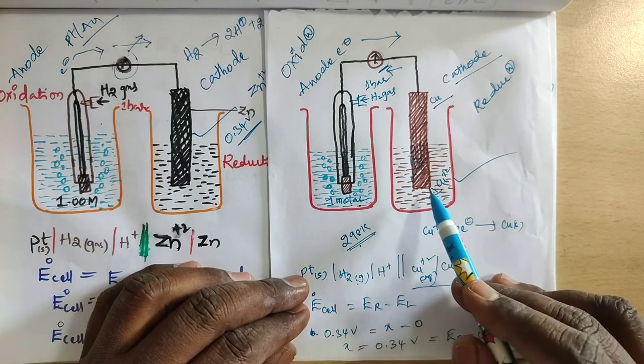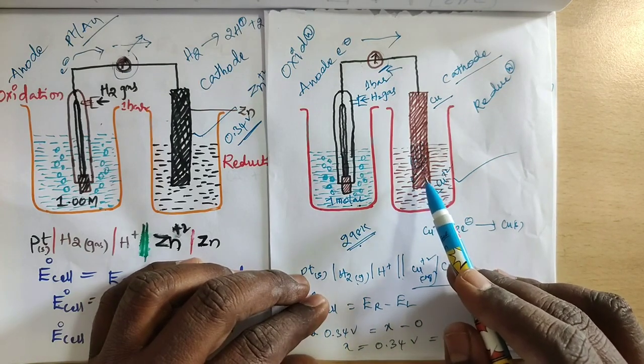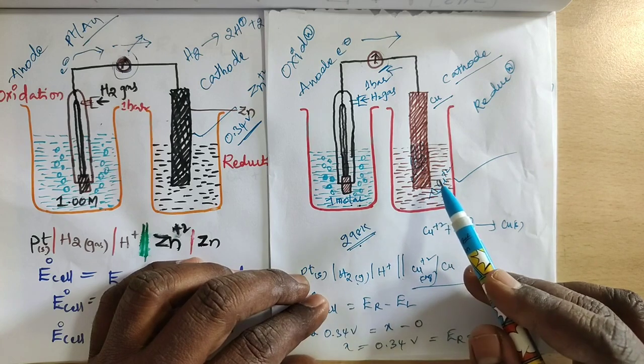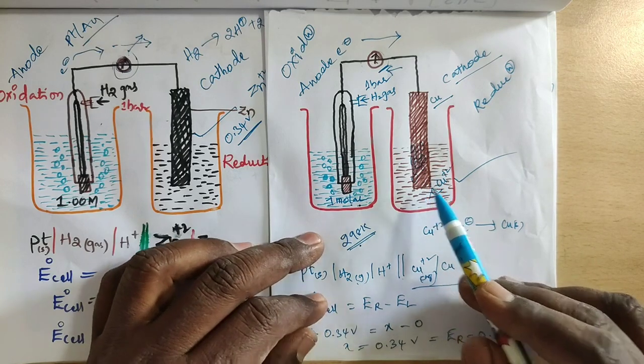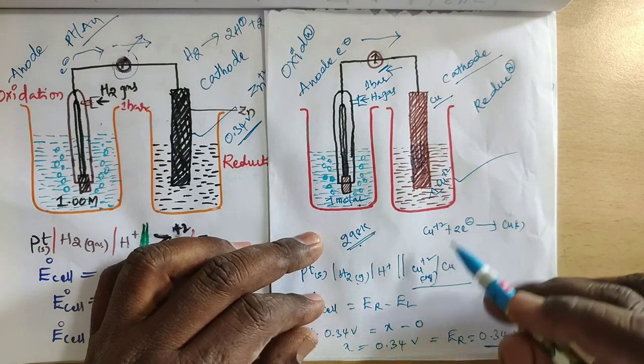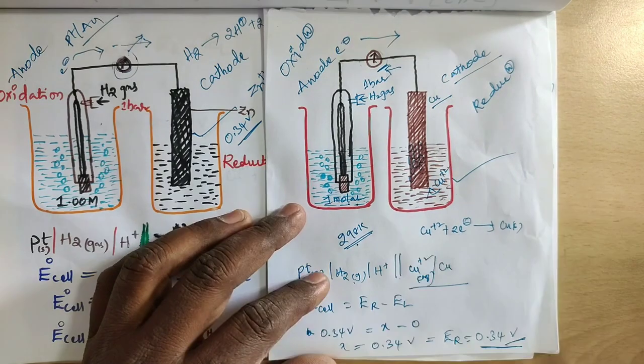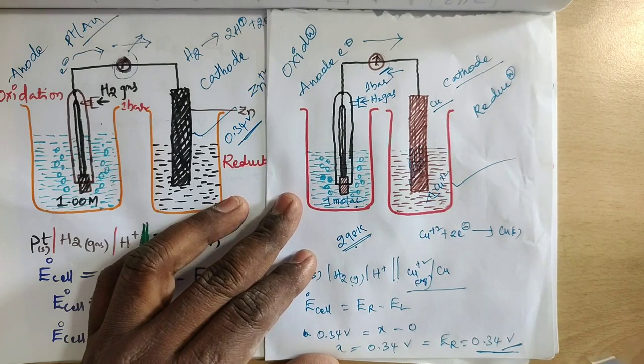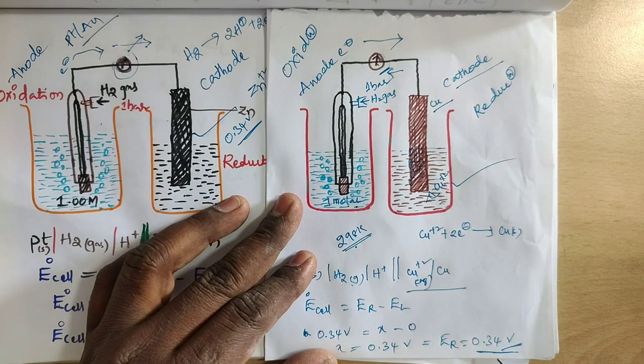this cathode. So what is the cathode? The copper electrode potential is calculated. So what is the copper electrode potential? 0.34 volts. So this is a reduction potential. So reduction takes place in this, the reduction takes place at this copper. A positive reduction potential appears.